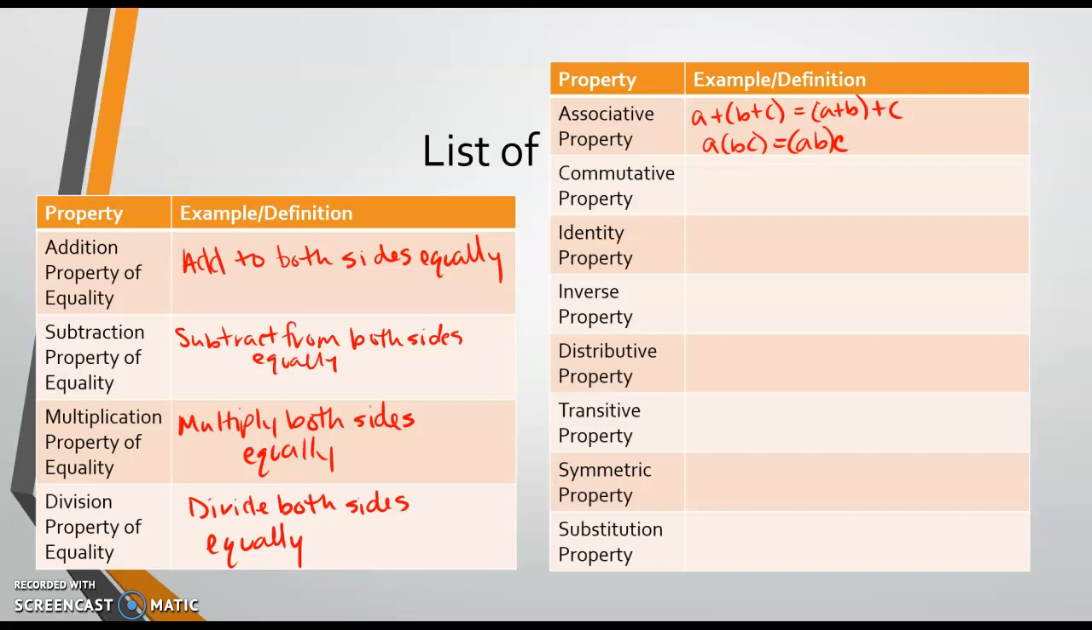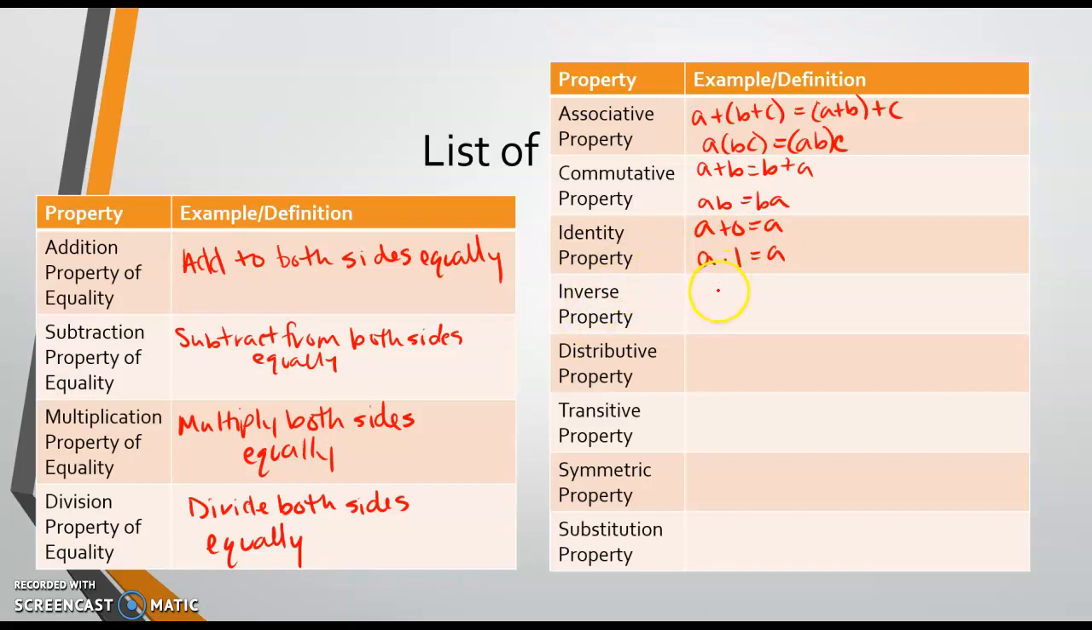We're moving our parentheses. And then we have the commutative. That's where we're changing the order. So if I have A plus B, that is going to be equal to B plus A. Or with multiplication, A times B is equal to B times A. So we're saying it doesn't matter which order we add or multiply in, we're going to get the same answer. The identity property is A plus 0 equals itself, or A times 1 equals itself. We're seeing our identity. It's like looking in a mirror, we see ourselves.